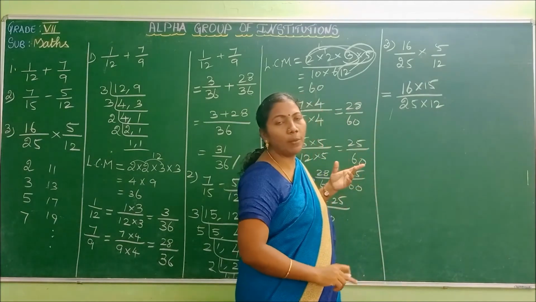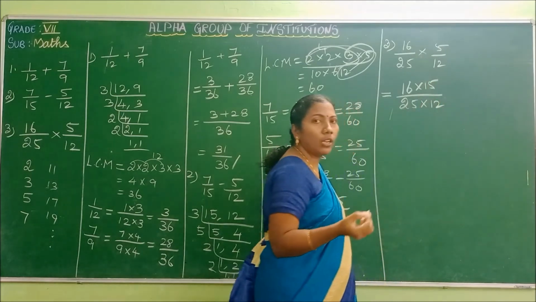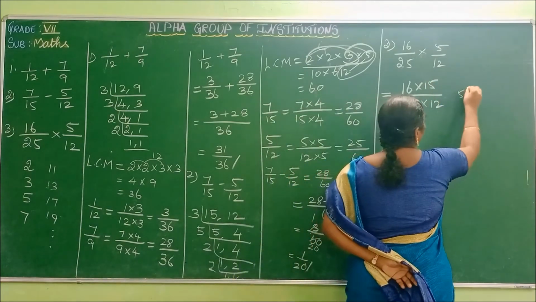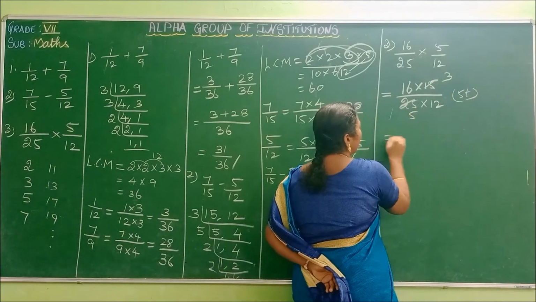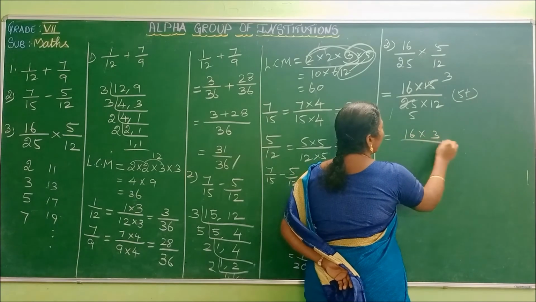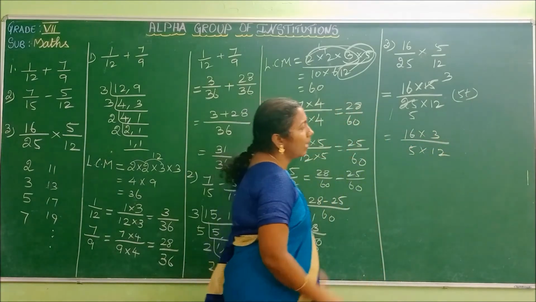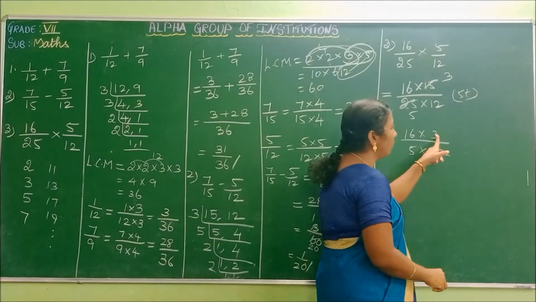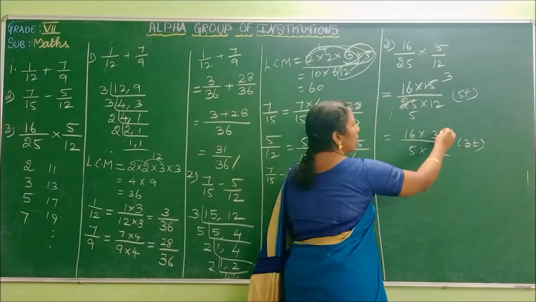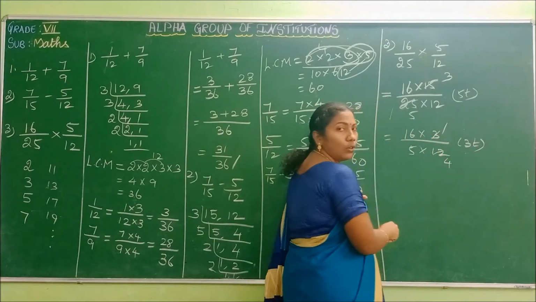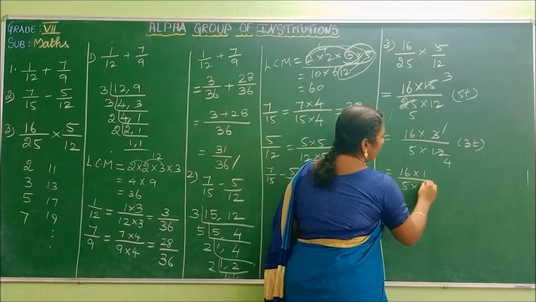Before multiplying, you have to check for possible cancellation. See here, 15 and 25. So you can use the 5 table. Now I am using the 5 table to cancel it. 3 5s are 15, 5 5s are 25. So 16 into 3 by 5 into 12. See here, also we have possible cancellation. Here we have 3, here we have 12. So now I am using the 3 table to cancel it. 1 3 is 3, 4 3s are 12. So 16 into 1 by 5 into 4.